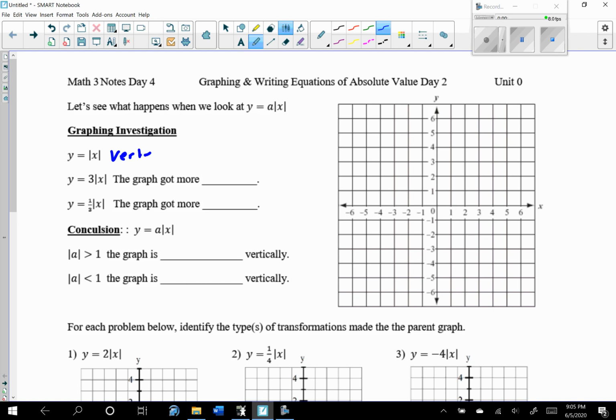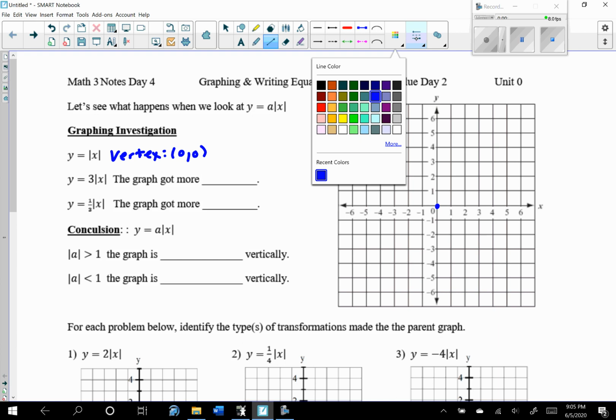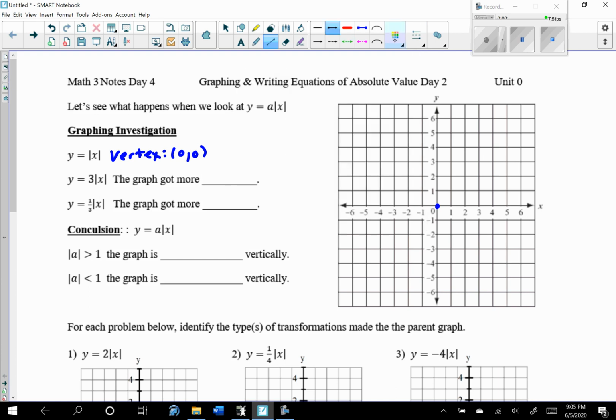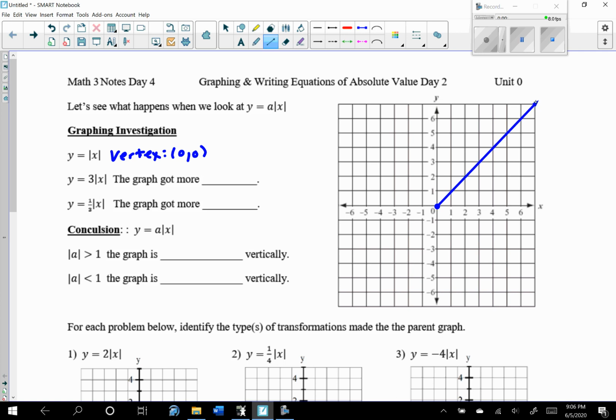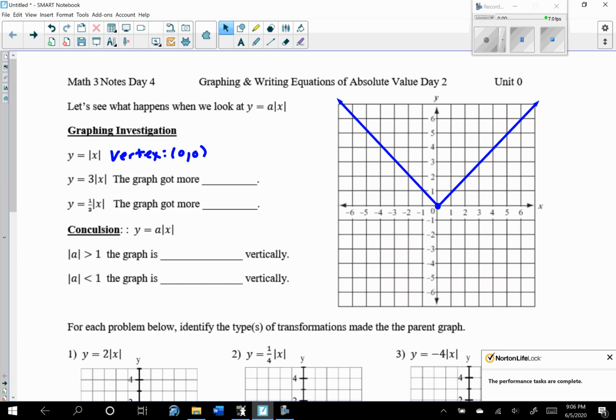So the first one we know is our parent graph, and we talked about the other day that the vertex of our parent graph is at 0, 0. So right here, and then we usually pick 2 points to the right and left and plug them in to go ahead and graph. Remember when you are graphing these to use your ruler. Also remember to make sure that you're not using your calculator, and when you're graphing, use the entire piece of graph paper to go the entire distance of the graph so you can get a full view of what it looks like.